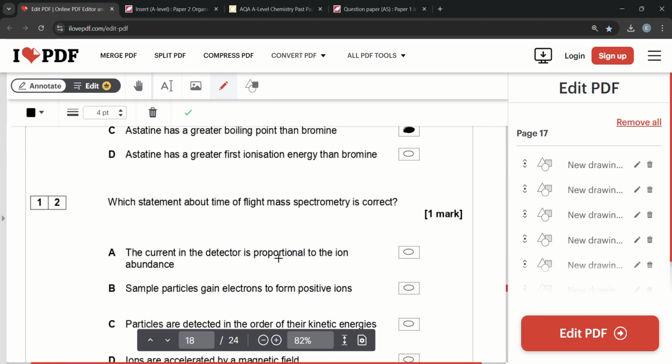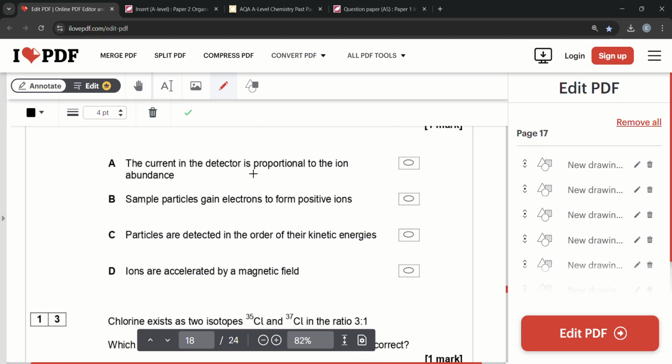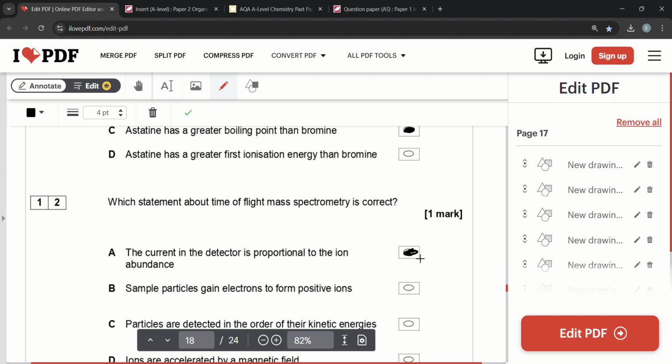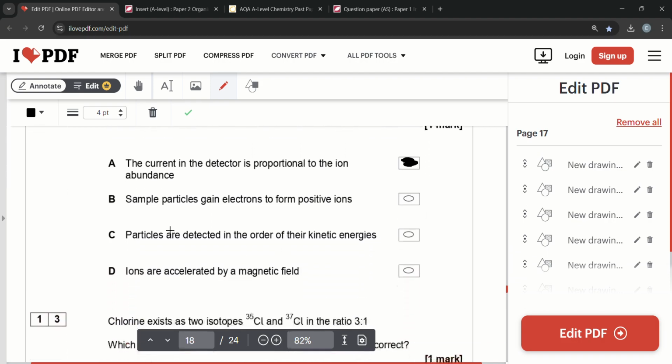12a, which statement about time of flight mass spectrometry is correct? The current in the detector is proportional to ion abundance. That is absolutely true. Let's look at the other statements. Sample particles gaining electrons to form positive ions. If you're gaining electrons, you're going to form negative ions. You lose electrons to form positive ions.